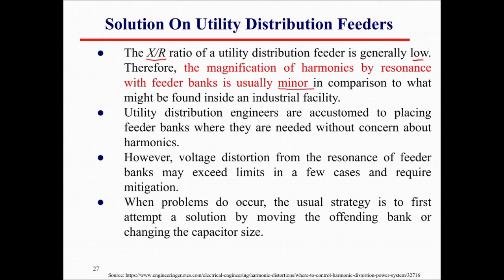Utility distribution engineers are accustomed to placing feeder banks where they are needed without concern about harmonics. However, voltage distortion from resonance of feeder banks may exceed the limit in a few cases and require mitigation. When a problem does occur, the usual strategy is to first attempt moving the offending bank or changing the capacitor size.